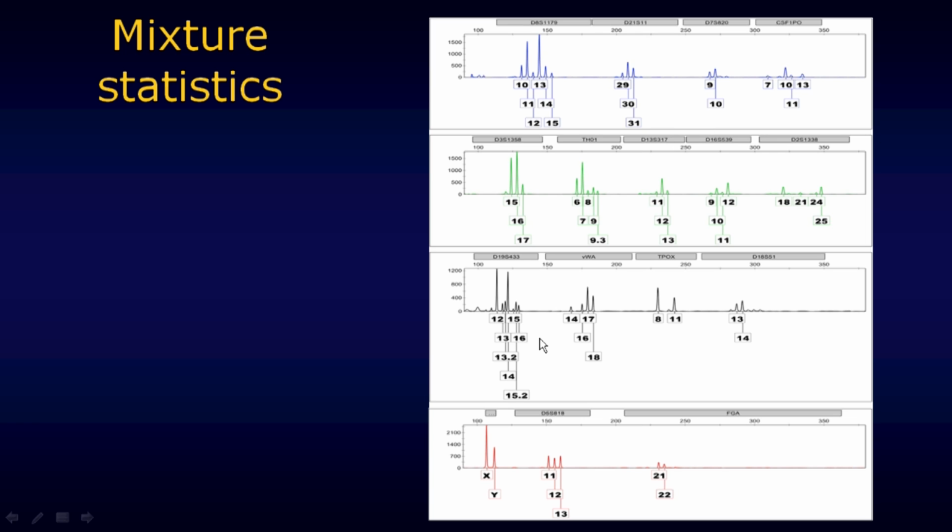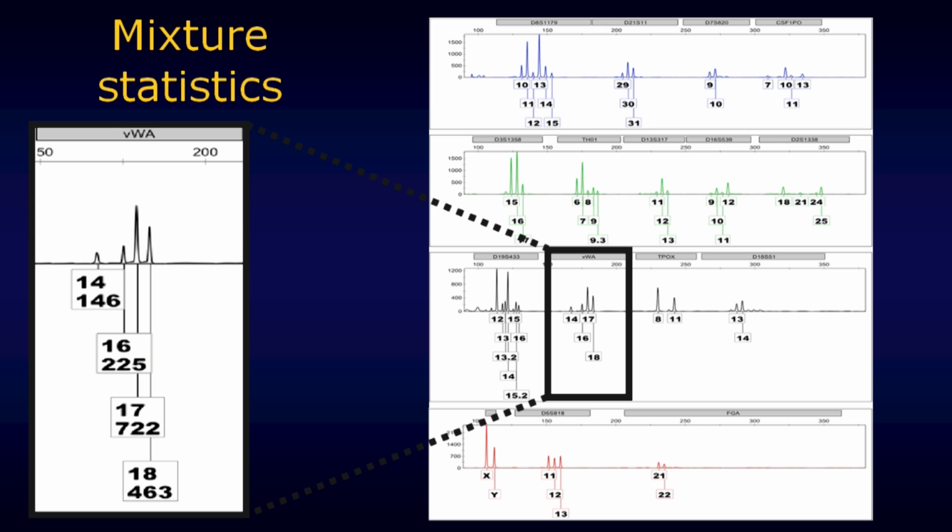But let's focus our attention on one of these loci. We'll take a look at the VWA locus and talk about what we're seeing and what we can do in terms of attaching a statistical weight to that one locus, and then by inference talk about how we can do the same thing with all the other loci in this profile. So we've zoomed in now at this one locus. You can see there are 4 labeled alleles: a 14, a 16, a 17, and an 18. The heights of those peaks are shown underneath those allele names. Again, this is clearly a mixture. We're getting an indication that there are at least 2 contributors just from looking at this particular locus.